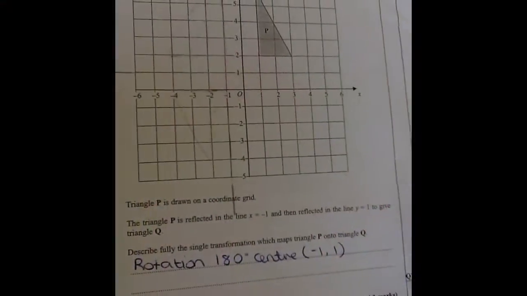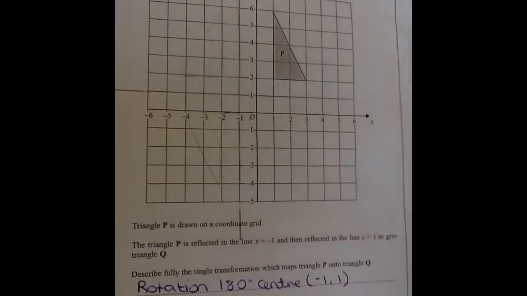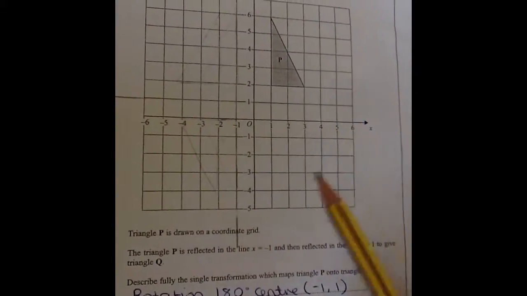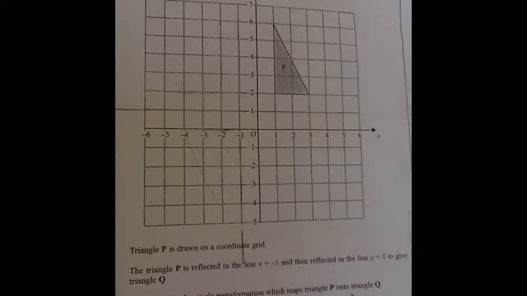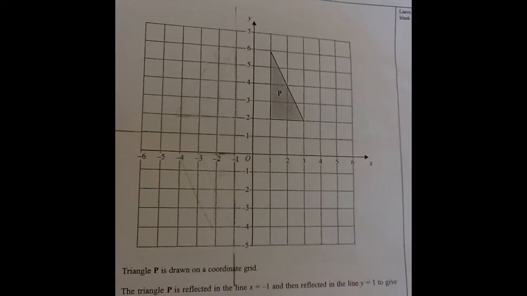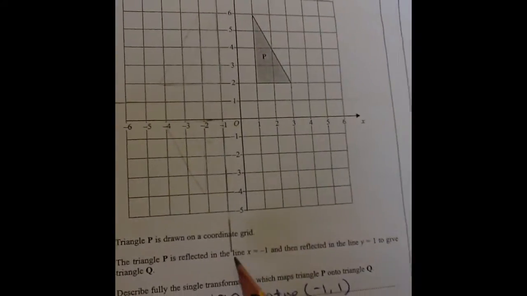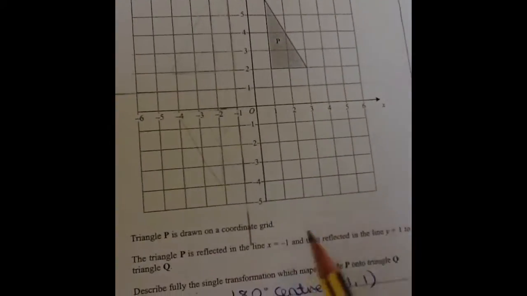This is an exam question that you might be asked. Triangle P is drawn on a coordinate grid. The triangle P is reflected in the line x equals -1 and then reflected in the line y equals 1. So firstly, we need to actually do these movements. So the first bit is x equals -1.